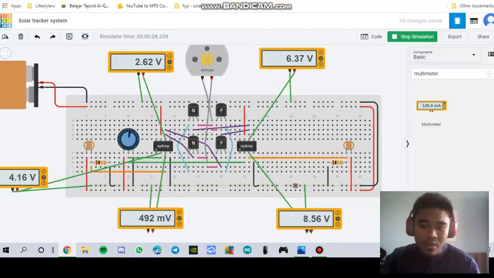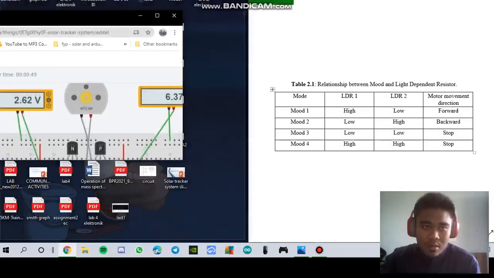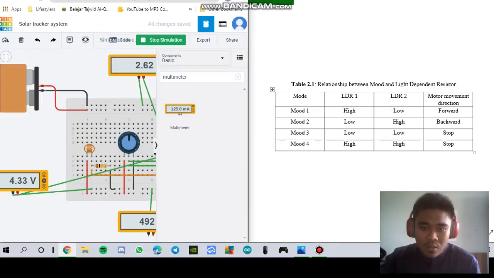You can see the voltage of the non-inverting terminal is higher than this voltage. It's actually the same operational amplifier at this section. So the output will be 6.37 volts. We can control the voltage here, whatever value we want. Then mode 3 and mode 4 actually have the same output, which means the motor movement will stop.